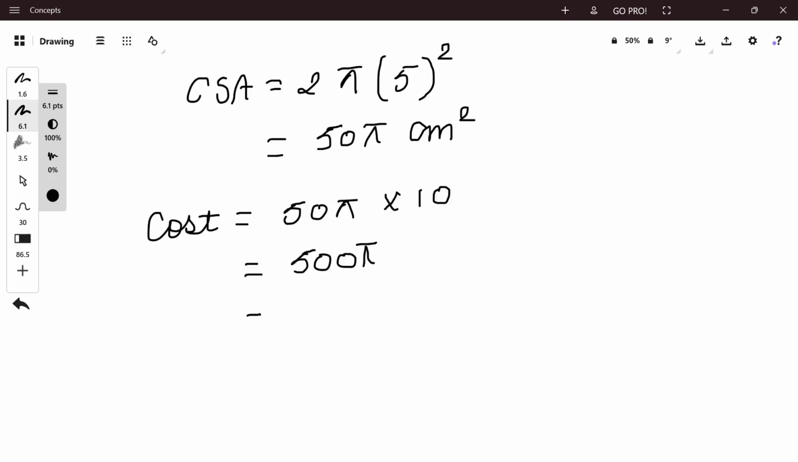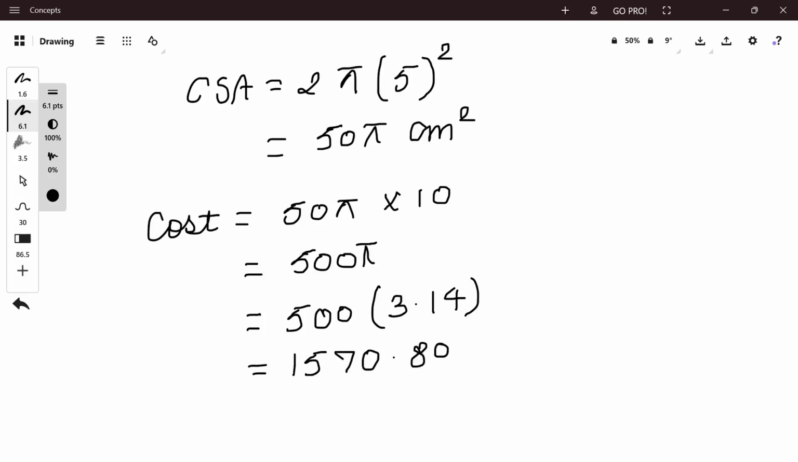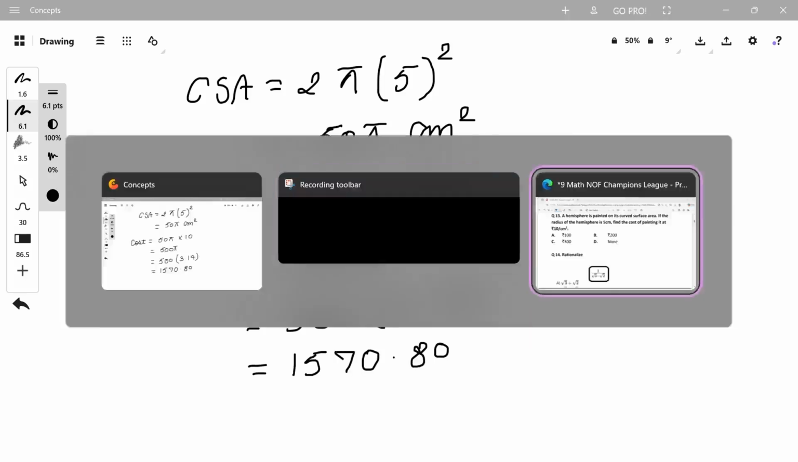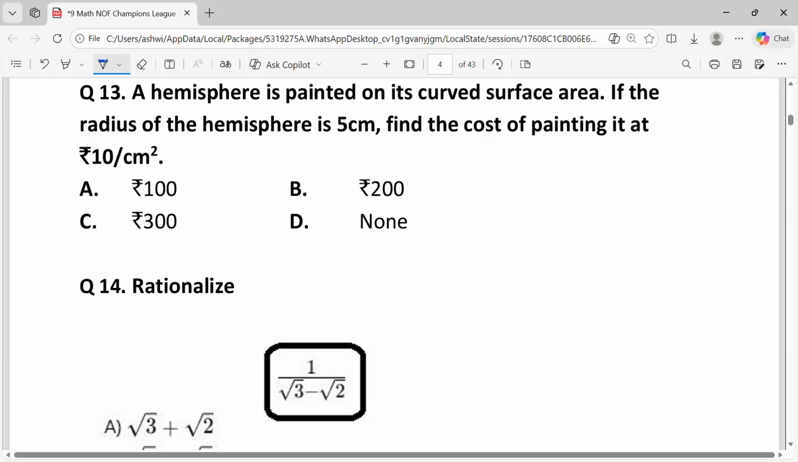pi. Using the value of pi as 3.14, we have 500 into 3.14, which is equal to 1570.80. Comparing with the given options, the answer is D, none.